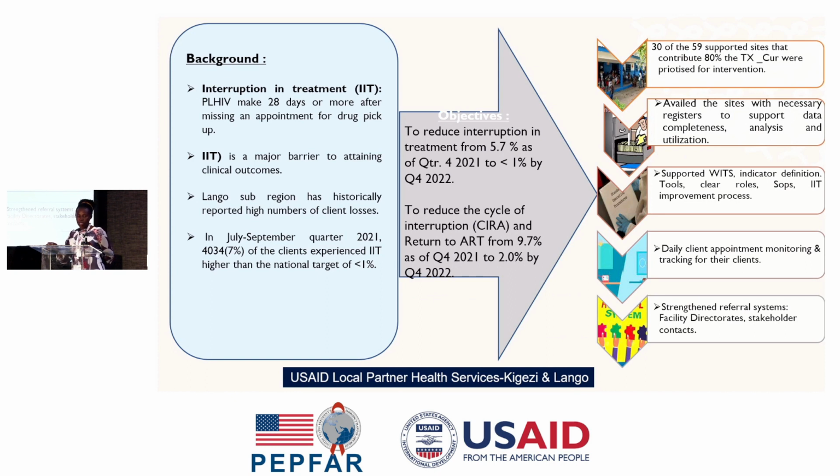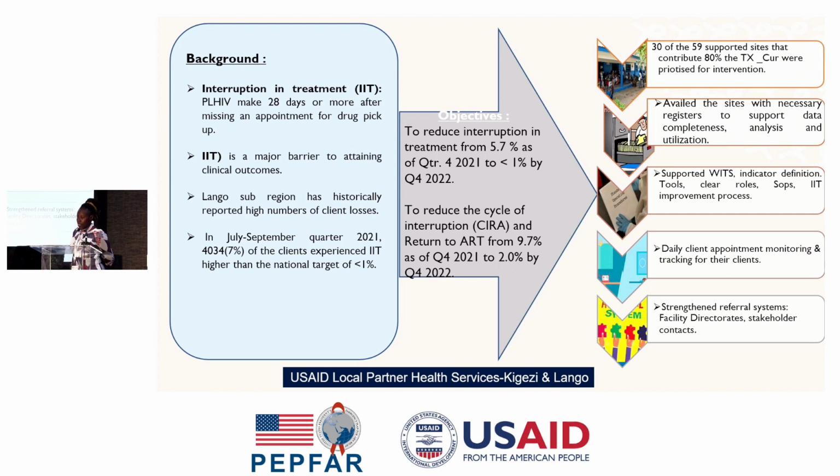As a country, we have a target of ensuring that less than 1% of our clients interrupt treatment. But around sometime last year, as a country, our treatment interruption was high, more than 5%. However, for Lango, we had an IIT of 7%, including sites that are supported by G2G, that is Leader Regional Referral. So the overall treatment interruption for the Lango sub-region was about 7%, which is extremely high, beyond what the national target is.